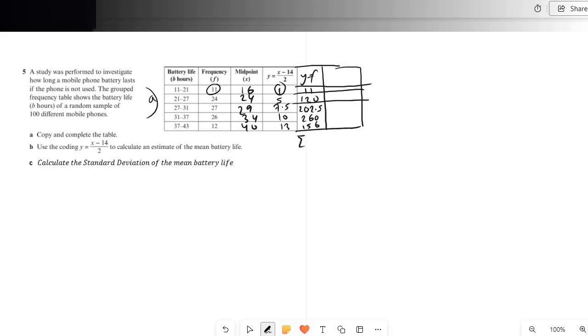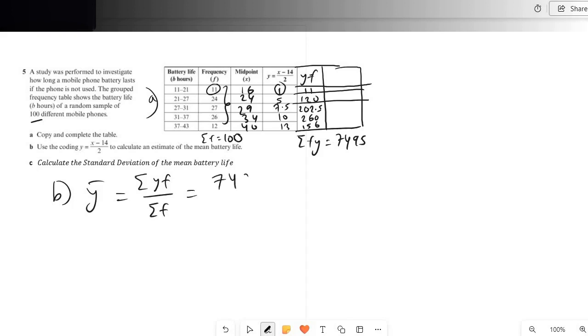Now we can calculate the summation of fy, or yf, which is 7,495, and the summation of f is going to be 100, as it's given here in the question, or you can also simply add all of them to get 100. Now we can calculate the mean of y, which is the summation of yf divided by the summation of f, which we already discussed in our previous videos. So it's going to be 7,495 divided by 100, which is 7.495.